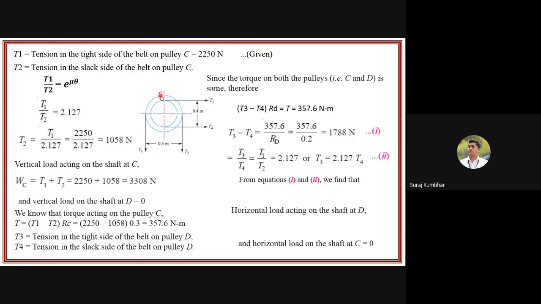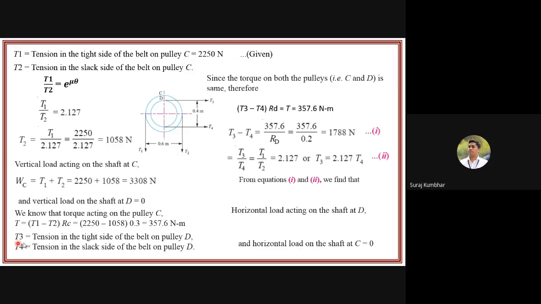And already in the problem statement they have given that the torque acting on the C pulley and the D pulley is the same. So here we have found out the torque which is acting on the C pulley, so that will be the same for the D pulley as per the problem statement. That means the torque acting on the D pulley will also be the same, 357.6 Newton meter.